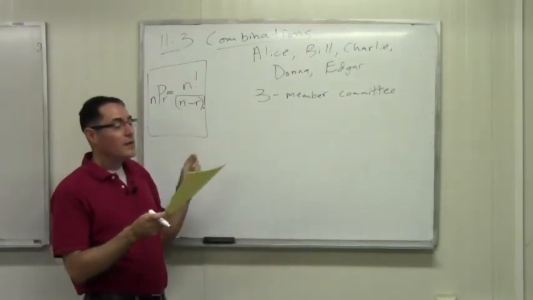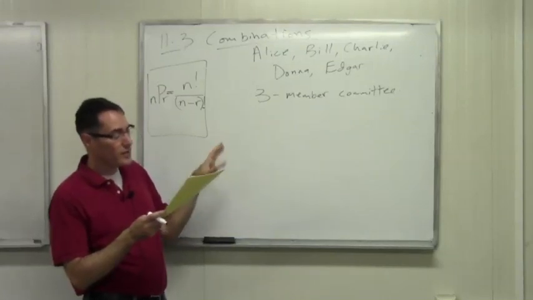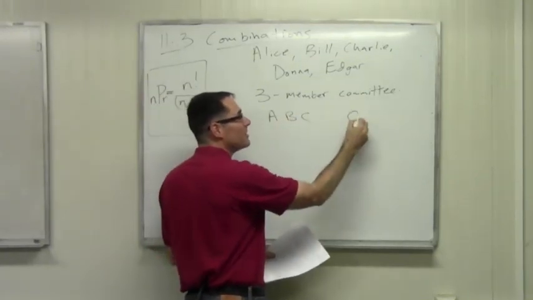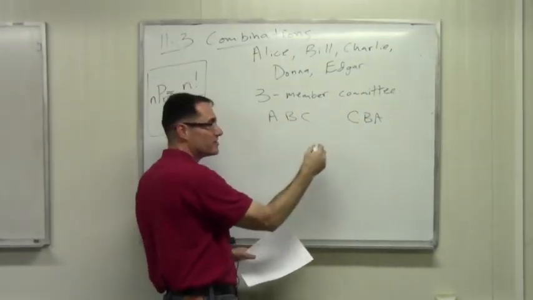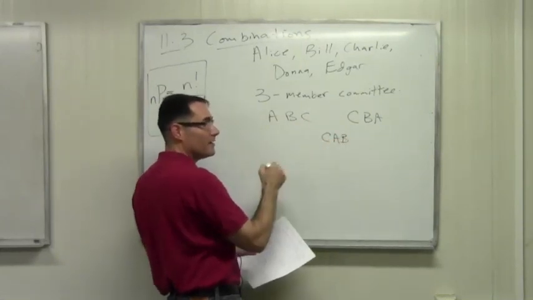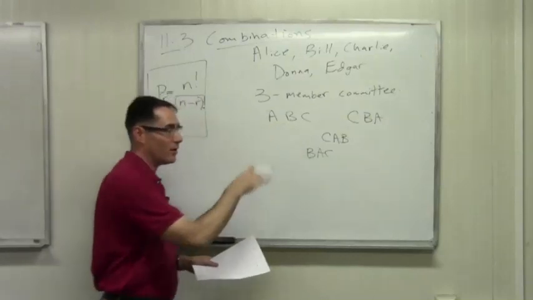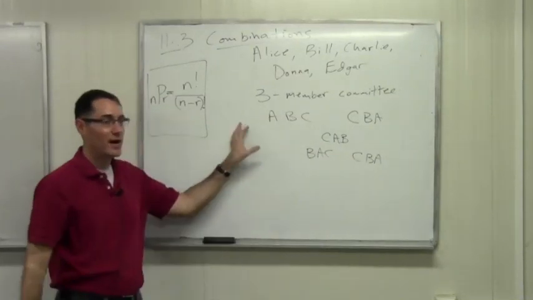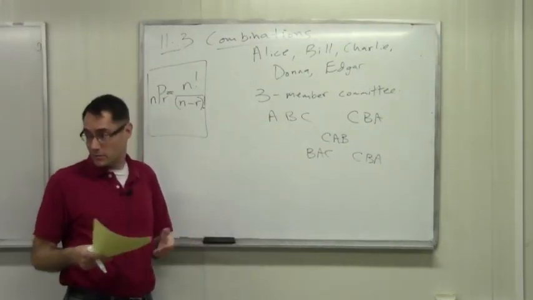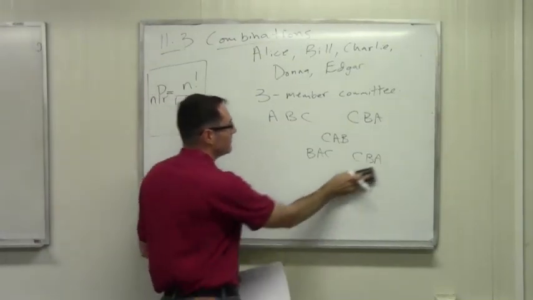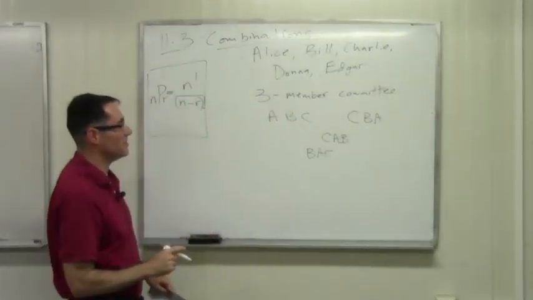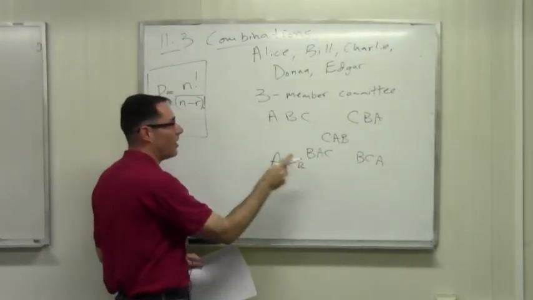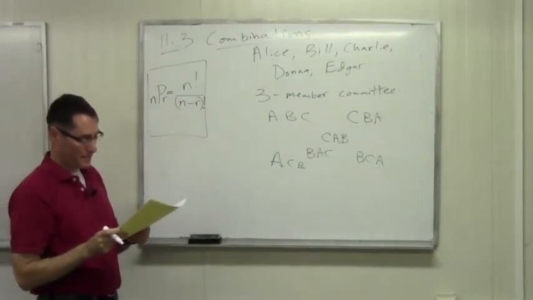So in this case, we need to realize that a committee with A, B, and C is the same as a committee with C, B, and A, and also the same as a committee with C, A, and B, or B, A, and C, and all different combinations. Did I miss one? There must have been B, C, A, and also A, C, B. All those are the same committee, right?